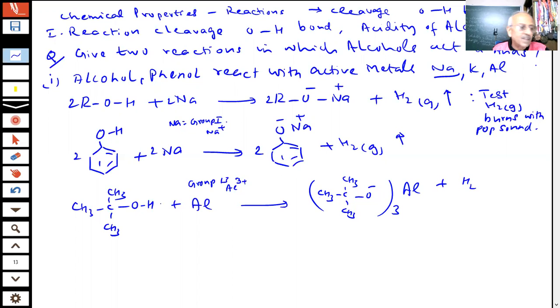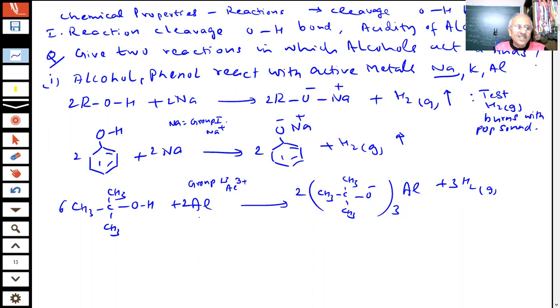So we have to balance it, student. Then it will come to be 6 and 2, 6 and 2 Al. Then it will become 2, and how many hydrogens are left? 6H means 3H2. This is the reaction, students.